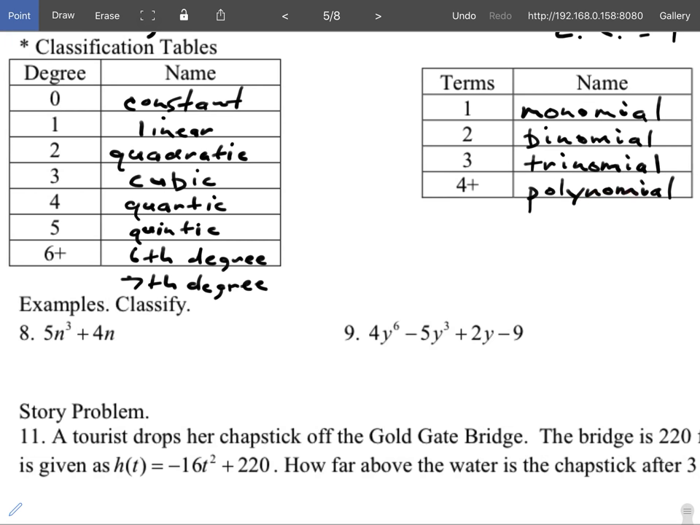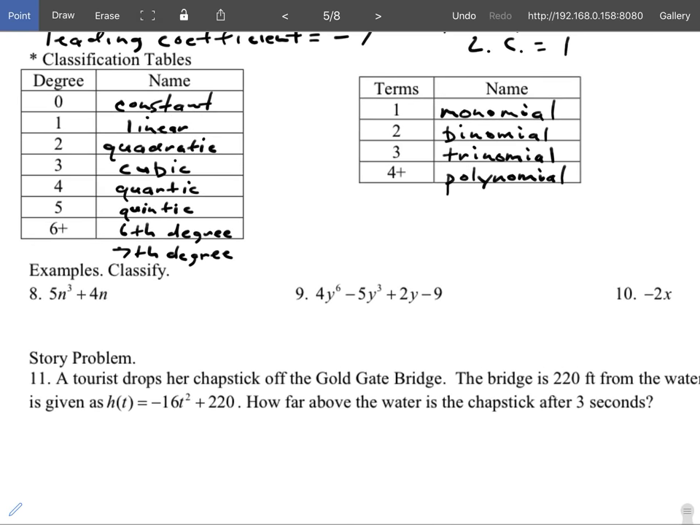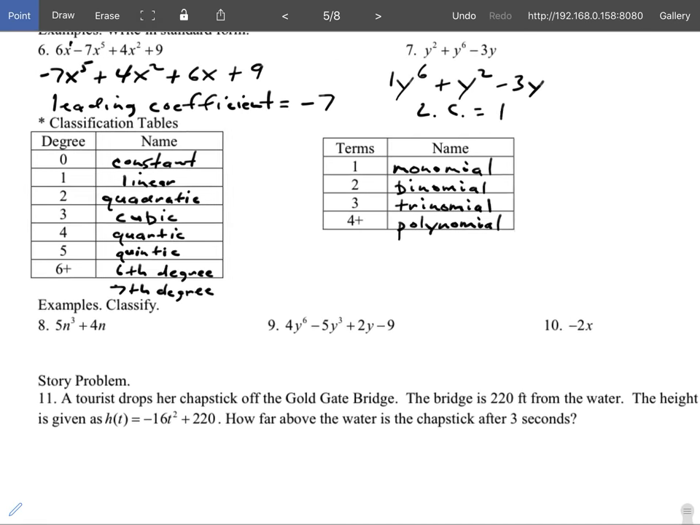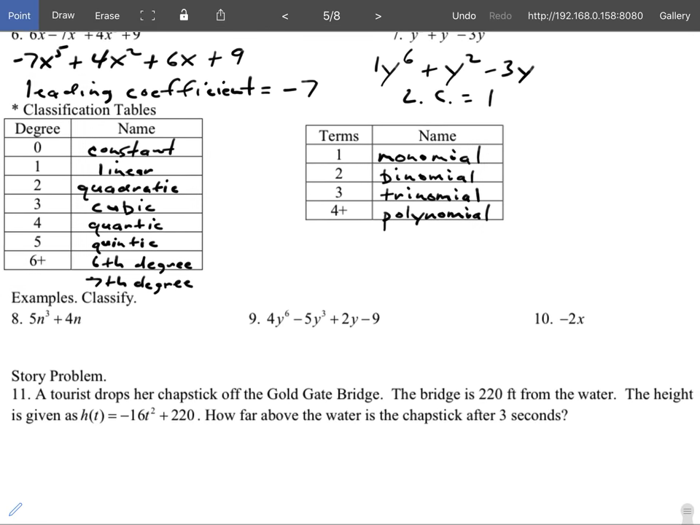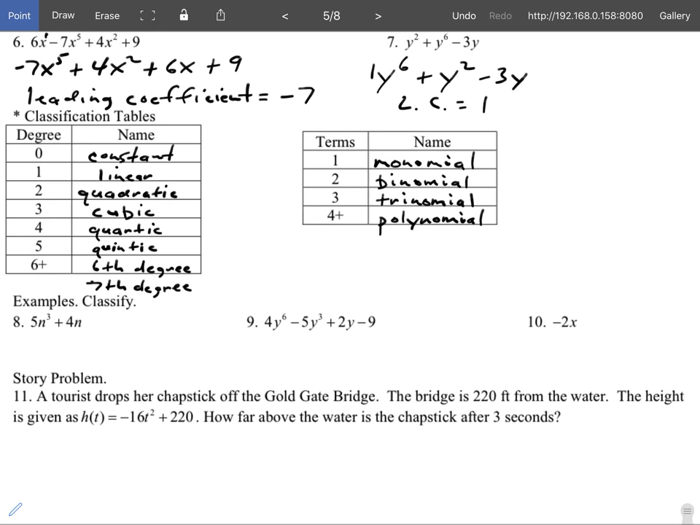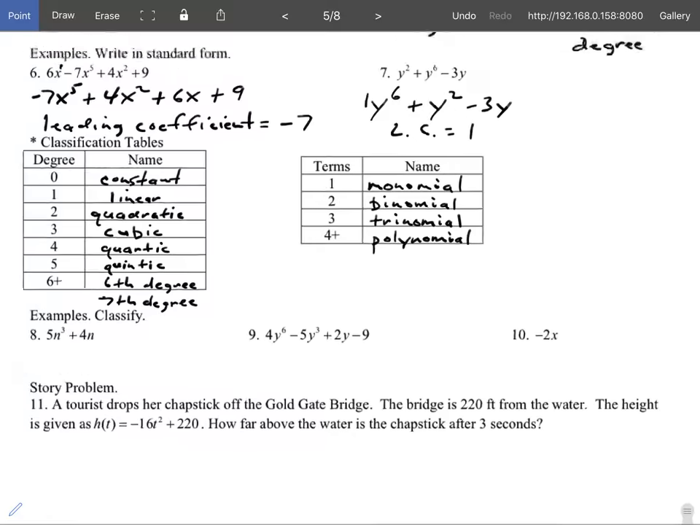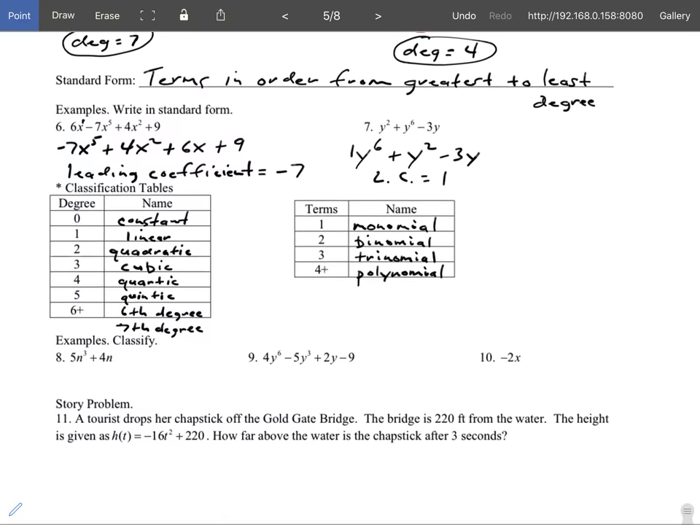All right, so then on, let's see, what do we got left? On 8, 9, and 10, we got to classify these polynomials by their degree and by their number of terms. Actually, let me get this where you can see the chart here also.